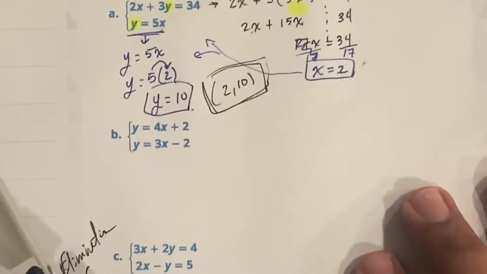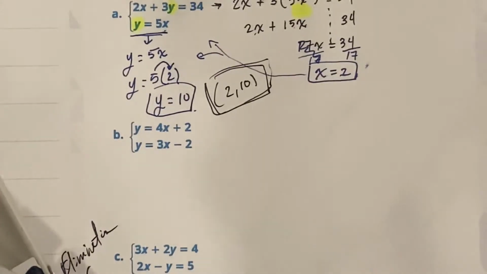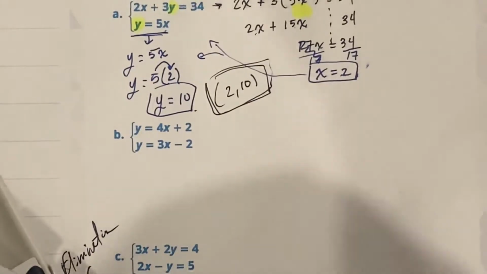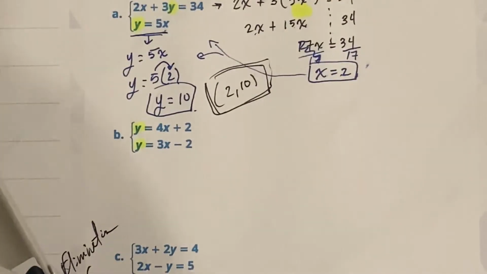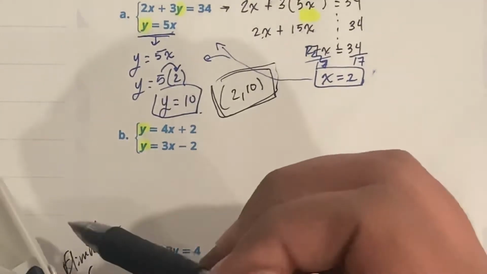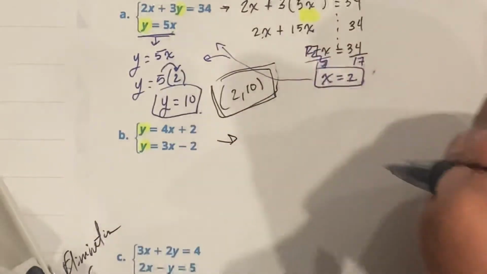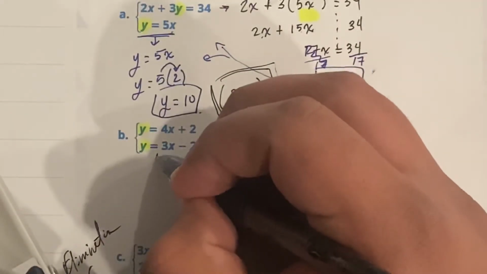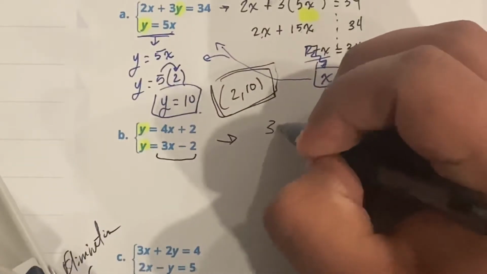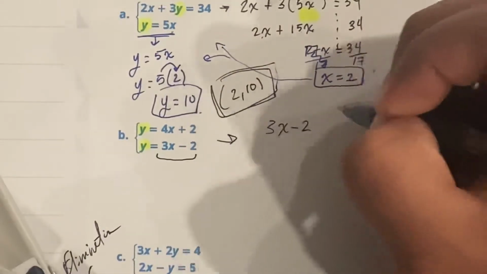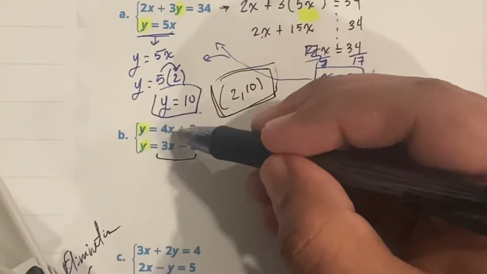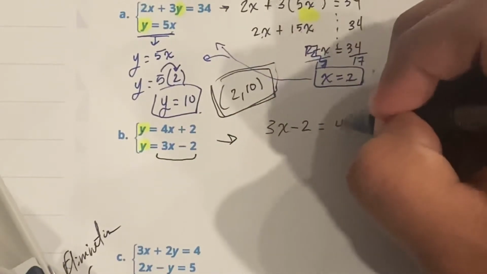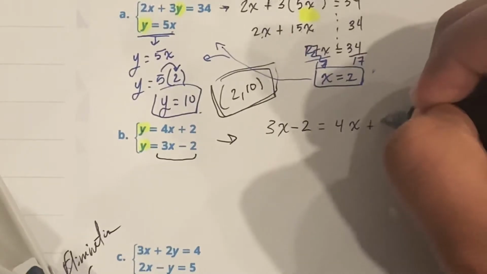Last problem. Okay. This one's a little funny because it's already ready to go. We can see that it says y equals and y equals, so I'm going to highlight both of those. And I can replace one with the other. Basically, what it's called is setting them equal to each other. This is how it's going to look. So instead of y, I'm going to use this information, 3x minus 2 equals. Since I replaced this y right here, now I get to write the rest: 4x plus 2.